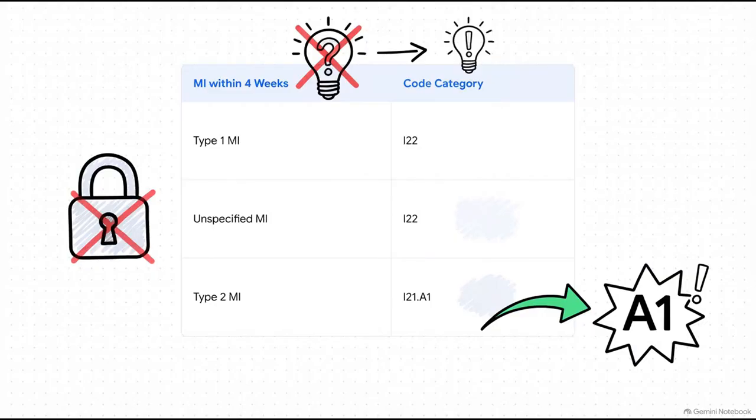We actually have a major exception to the standard rules here, a real curveball. Normally, if a patient has a subsequent type 1 MI or an unspecified MI within 4 weeks, we'd utilize category I22. But if you look closely at the Excludes1 note under category I22, it explicitly locks out type 2 MIs. Therefore, for a subsequent type 2 MI, you bypass category I22 entirely. You just assign code I21.A1 again. It really is that simple, but it trips up so many people.